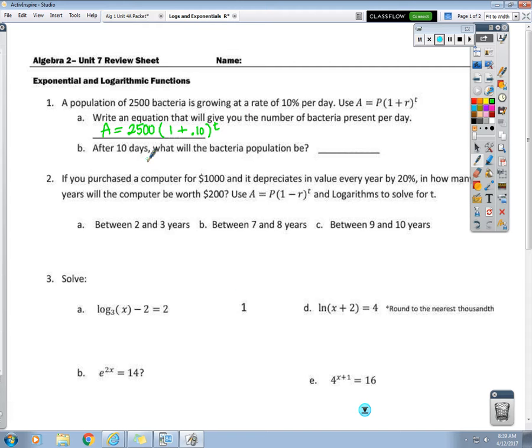Now in part B, they give us a time after 10 days. So all you'll do is take that same equation you just created. When you type it in, you can type it in simplified form. What I mean by that is instead of typing 1 plus 0.10, you can just type it in like this. And then in the T, we put 10. Okay, and what did y'all get? Right, 484.36 bacteria will be present 10 days later.